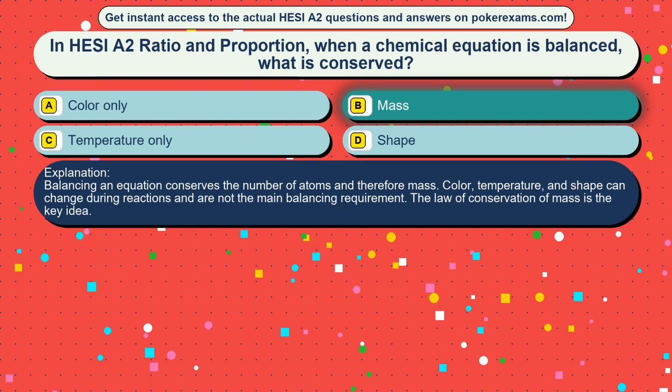Color, temperature, and shape can change during reactions and are not the main balancing requirement. The law of conservation of mass is the key idea.